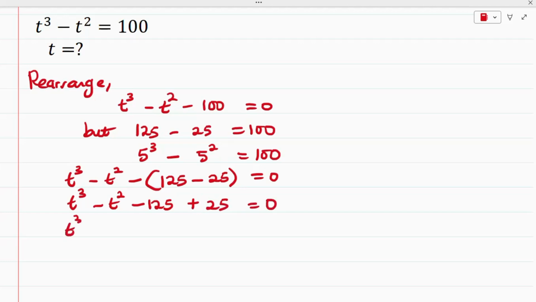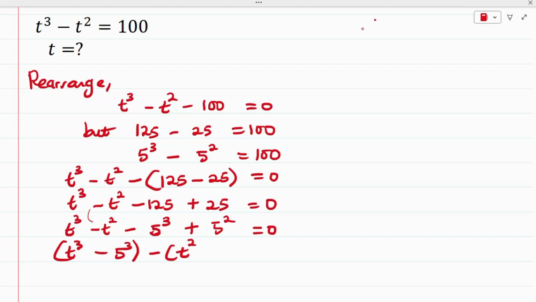So we have t raised to the power of 3 minus t squared minus 125 in terms of 5 is 5 raised to the power of 3 plus 25 can be expressed in terms of 5 as 5 raised to the power of 2, and this is equal to 0. Alright, so at this point we have t raised to the power of 3 minus 5 raised to the power of 3 all in brackets, minus t squared minus 5 squared, and this is equal to 0.